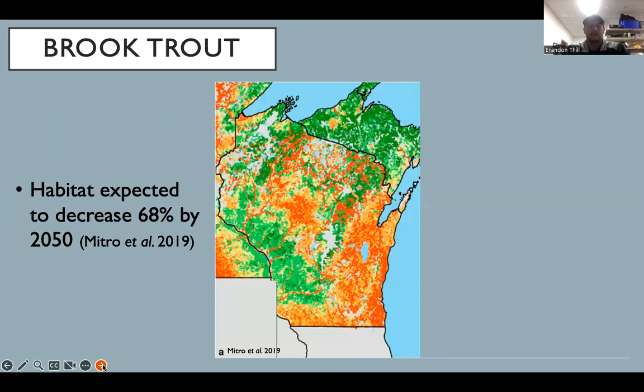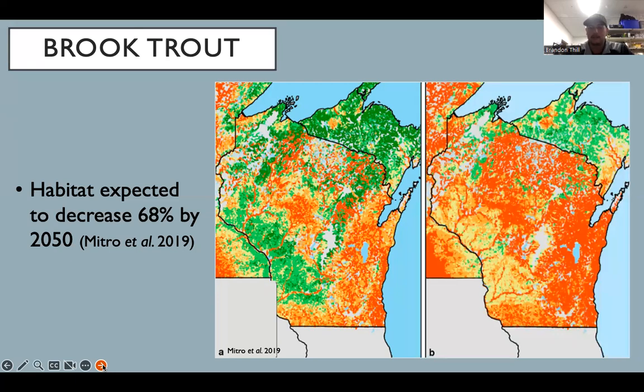So the state of Wisconsin around 2019 was expected to look something like this, where these green areas represent suitable habitat, or places where brook trout could live. Now this percentage of habitat in the state is expected to decrease 68% by the year 2050. And that's a pretty big percentage. And the state of Wisconsin would therefore look something like this.